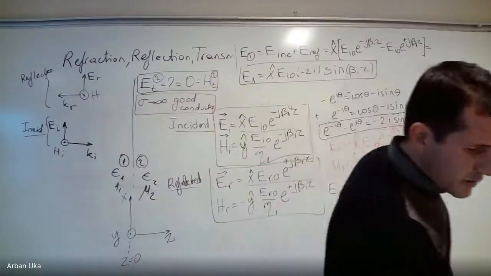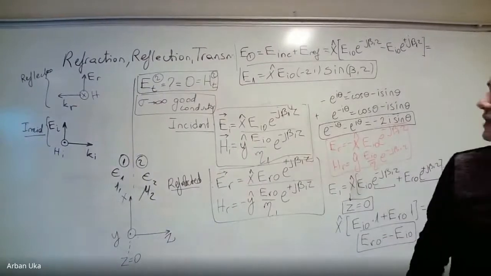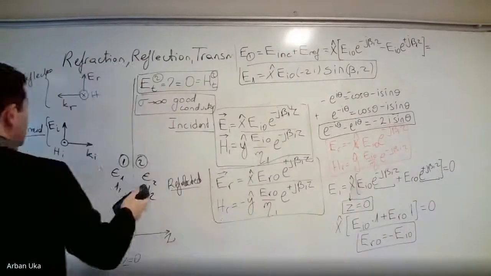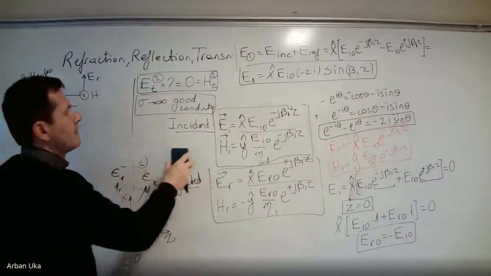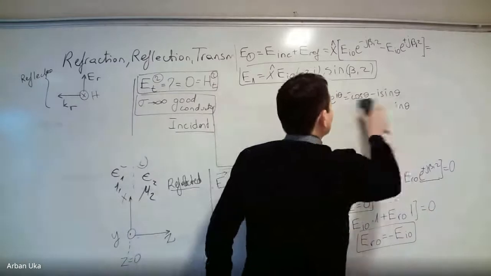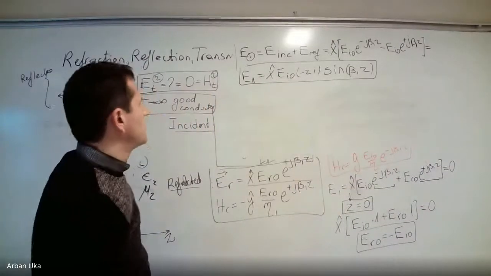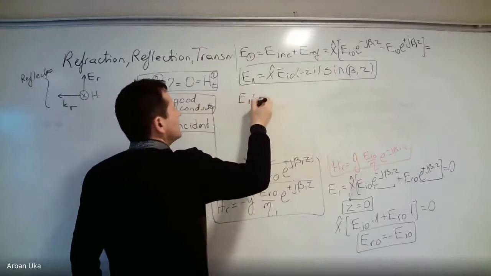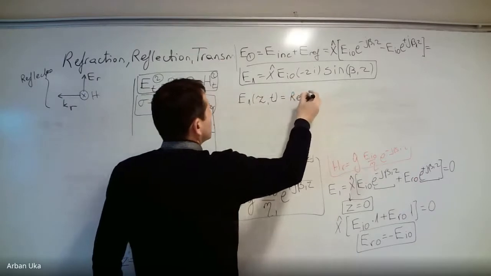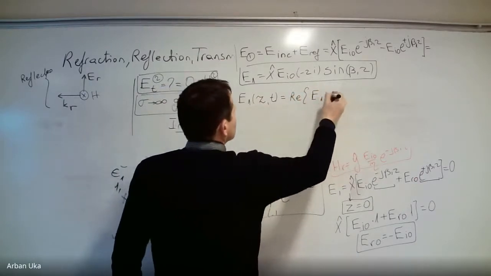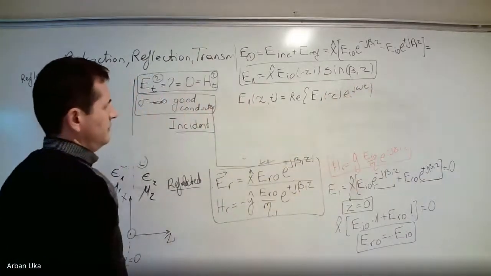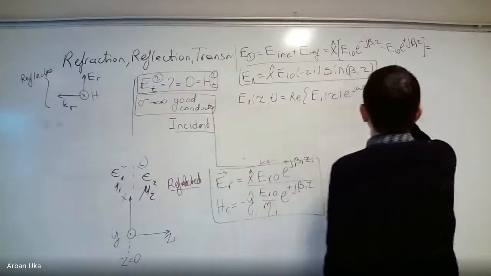To find the instantaneous expression, we know what we do. Actually, let me use this part of the board. Or better here. So the instantaneous expression, we say E1 as a function of z and time, this would be equal to the real part of E1 as a function of z times e to the power of j omega t. Okay? So this is what we should use here.